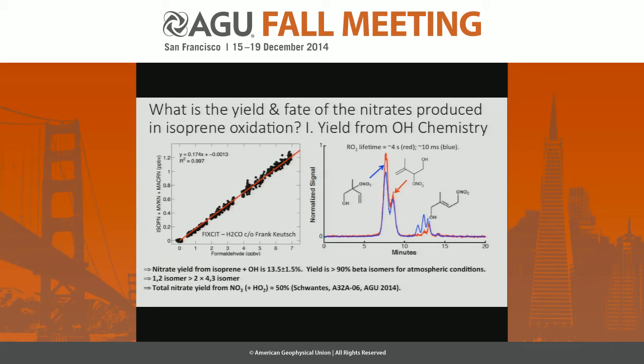If we work that out, that tells us that the nitrate yield from isoprene plus OH is pretty high, around 13%. This is certainly at the high end of what has been previously recorded in laboratory measurements, although there are other measurements that support this value.